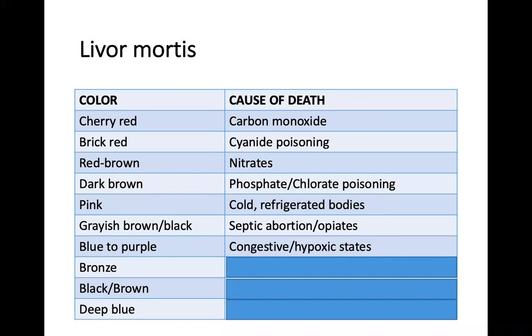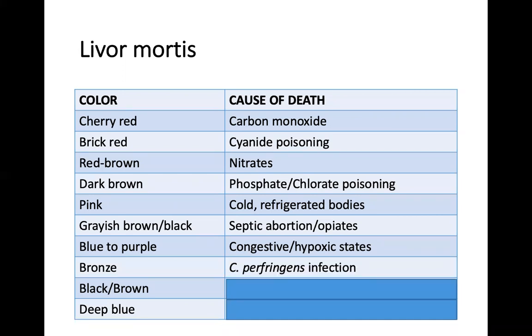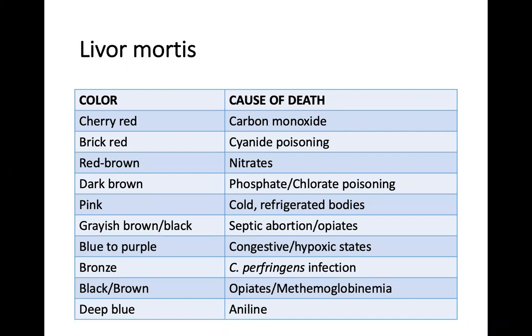Your blue to purple, of course, ito yung mga congestive or hypoxic states kasi itong mga hypoxia, okay? Ibig sabihin, deoxygenated yung blood natin, alright? While your bronze, as from your question, bronze perfringens, alright? Black, brown, opiates or methemoglobinemia. So remember that one, ha? While your deep blue, aniline injection or aniline poisoning.